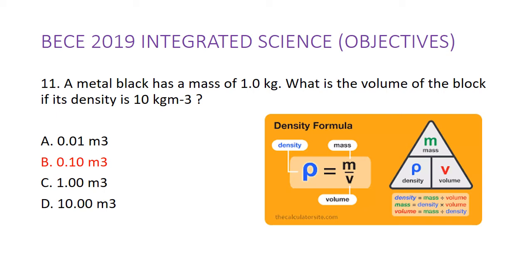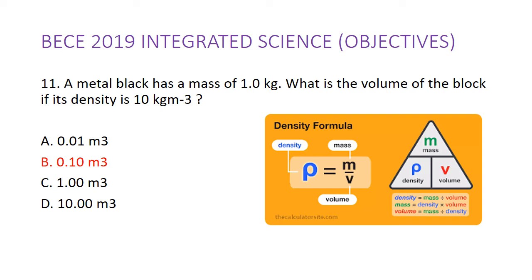Now if you look at a triangle, this triangle normally is used to help solve questions that involve the use of formulas. So what you do is that whatever you are finding for in the question, you just cover it. So for instance, you have to find the volume, so you cover the V. If you cover the V side, you will be left with M and then the rho, or the density. So meaning the formula for volume is mass over what? Density. So it's just a way of helping you to remember. So volume is equal to mass over density.